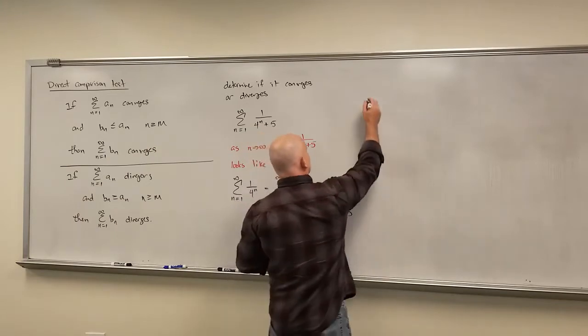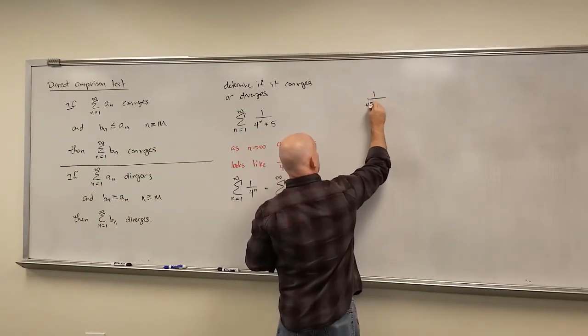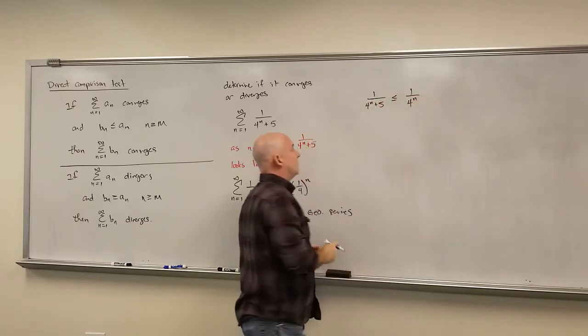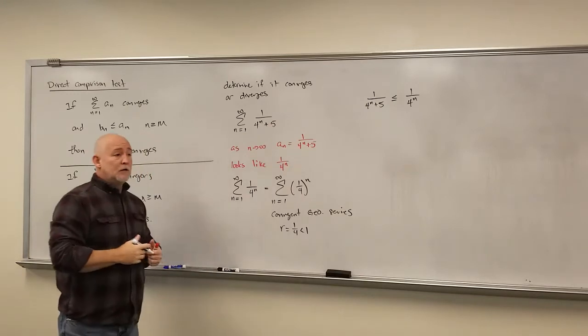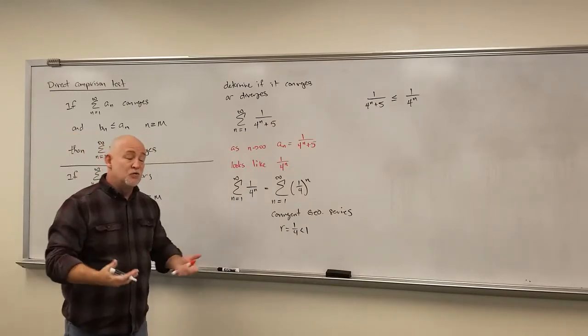So what we're going to do is say, for ours to converge, 1 over 4 to the n plus 5 has to be less than or equal to 1 over 4 to the n. Now from here, you've got a little bit of algebra to do to try to get to a statement that you believe is true.